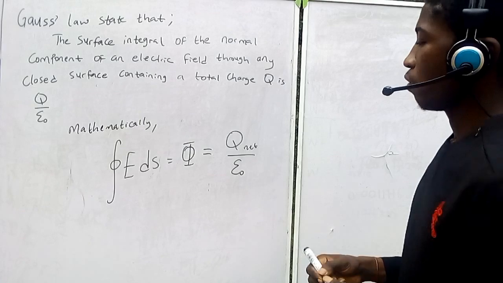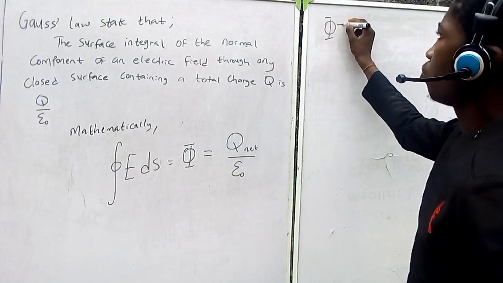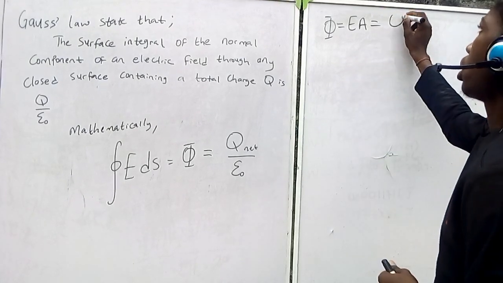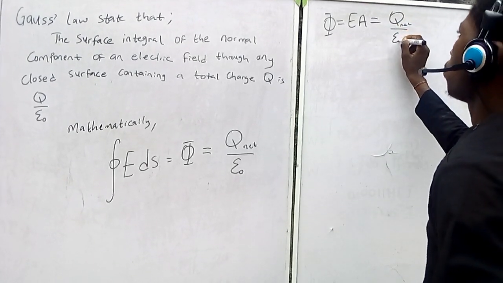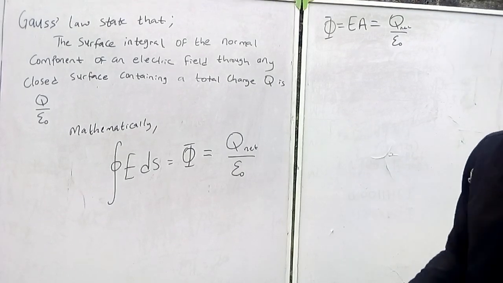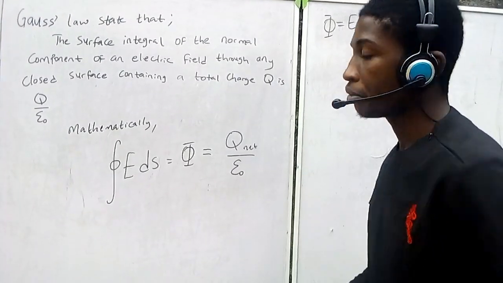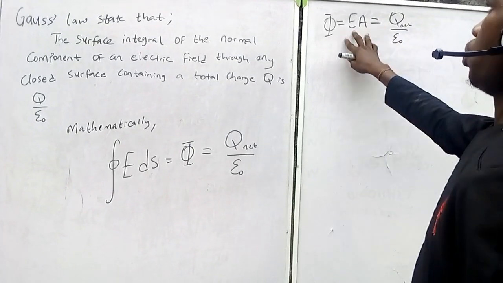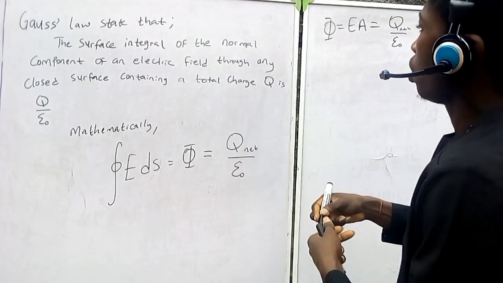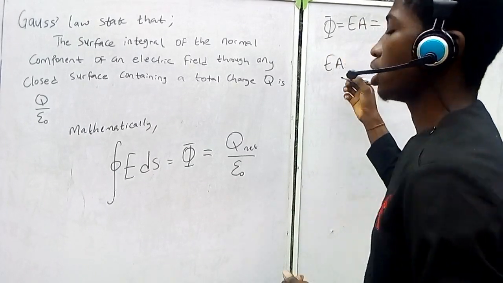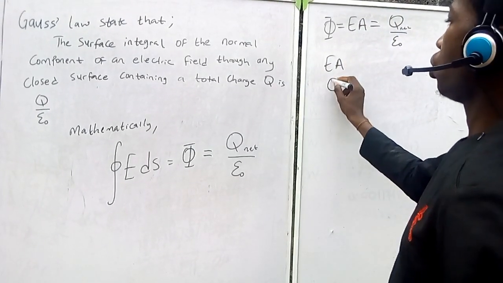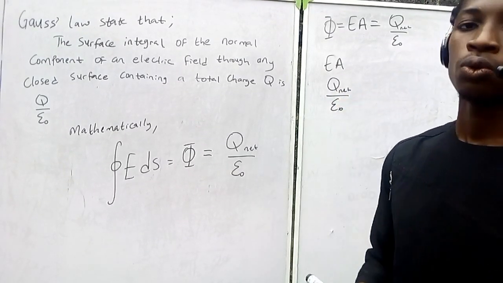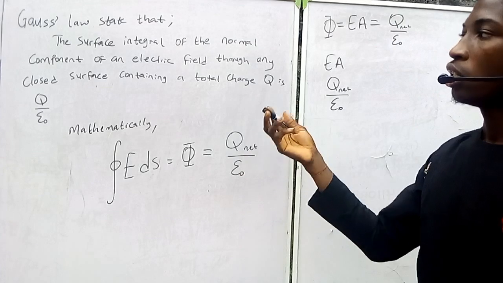So what this tells us is that flux now has two formulas: electric field times area, and also the total charge over the permittivity of free space. In a question, they can ask you to find the electric field or the area, and give you the charge and other things. Then use these equations to solve for electric flux. So electric field times area is electric flux, and the net charge or total charge over permittivity of free space is also electric flux. So this is what Gauss law states.